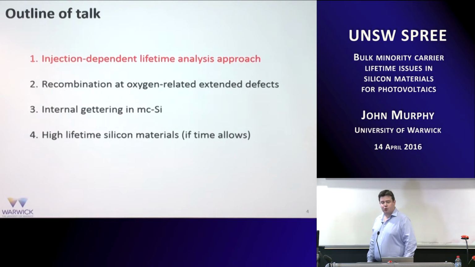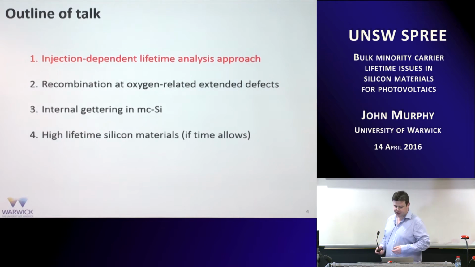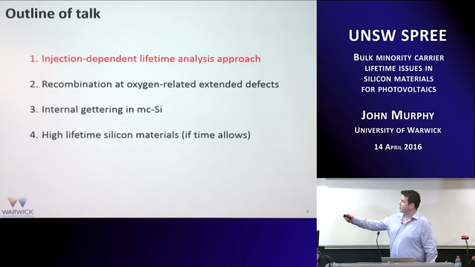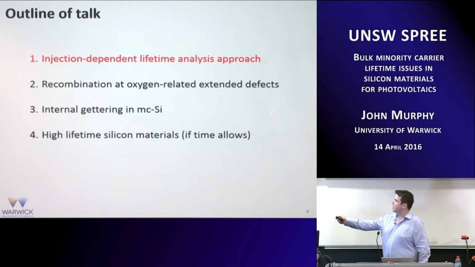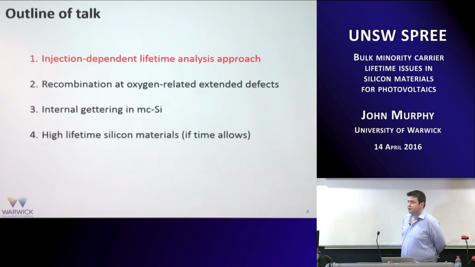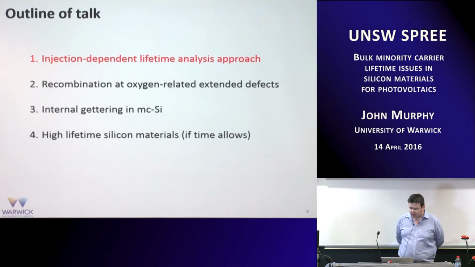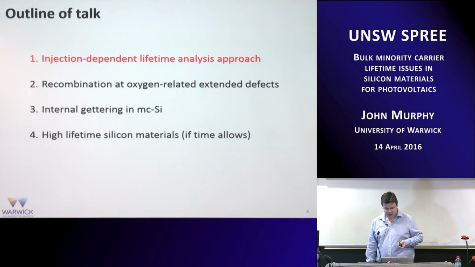So here's an overview of my talk. I'm going to start by talking about our approach to analyse injection-dependent lifetime data. I'm going to go on to talk about how we use it to study recombination at oxide precipitates and the defects surrounding those. I'm then going to talk about something slightly different, internal gettering in multicrystalline silicon at low temperatures. And if time allows, I'm going to give a plug for Nick Grant's work on high lifetime materials for PV, but I may not get there with the time constraints of this seminar.